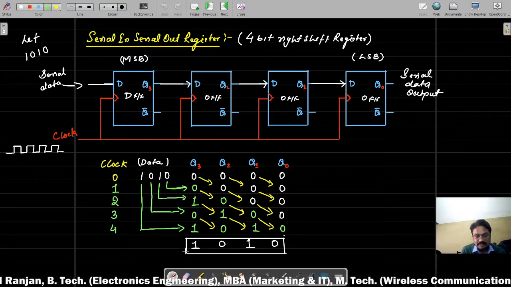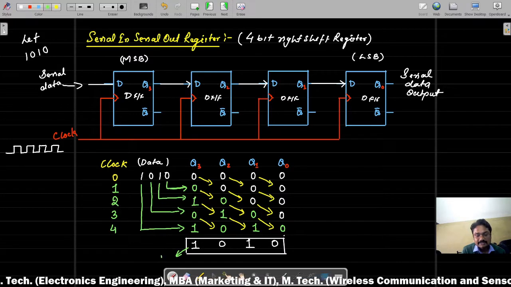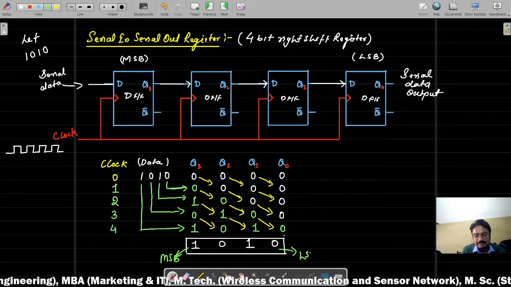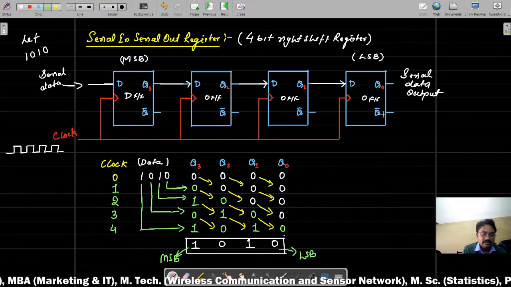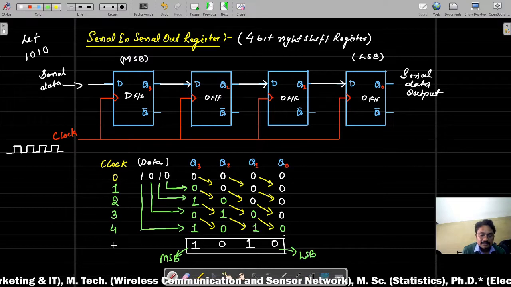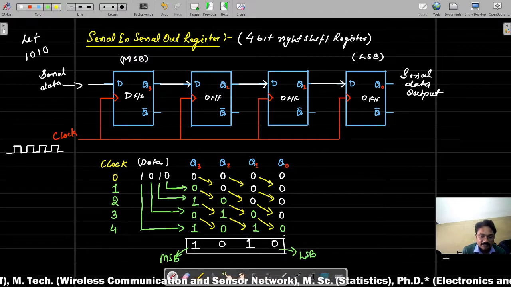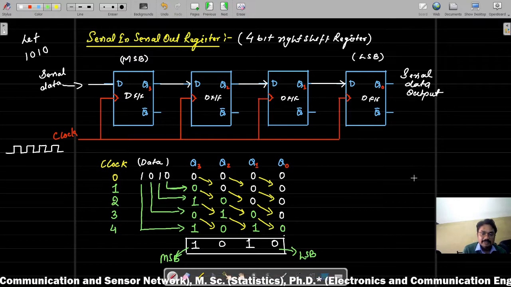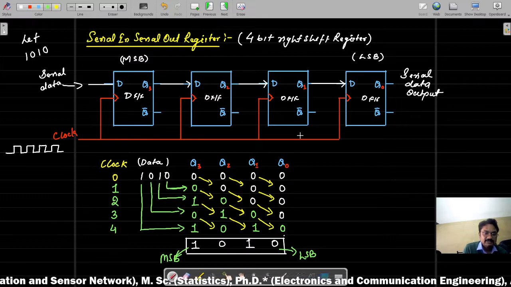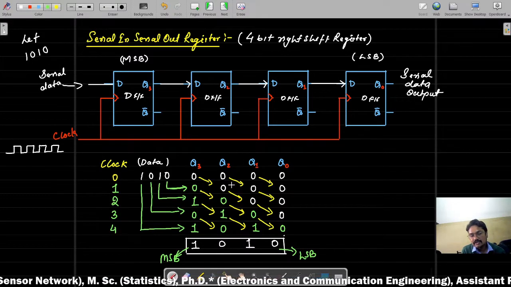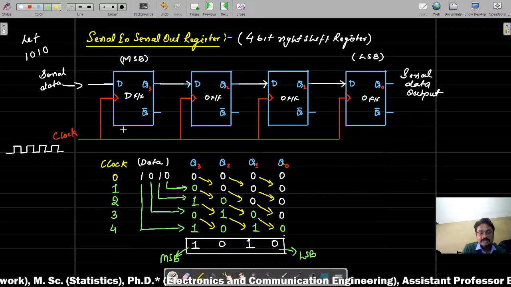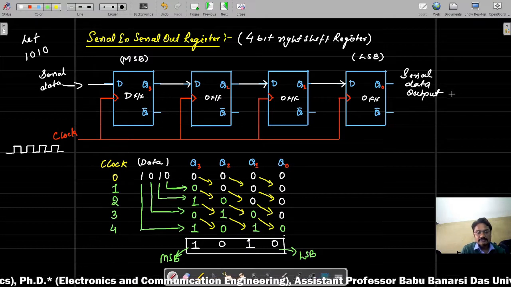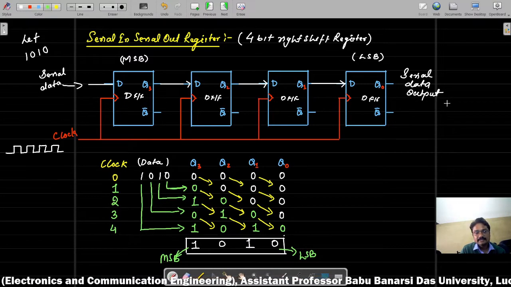And of course, as I told you, Q3 represents the MSB part and Q0 represents the LSB part. So you can see the 4-bit data is already there. Now what happens when the fifth clock pulse comes in? Then this first 0 will be taken out from this 4-bit right shift register. So in this way, our serial in serial out register works. Data is input serially, and we take data out serially. That's why it's named serial in serial out register.